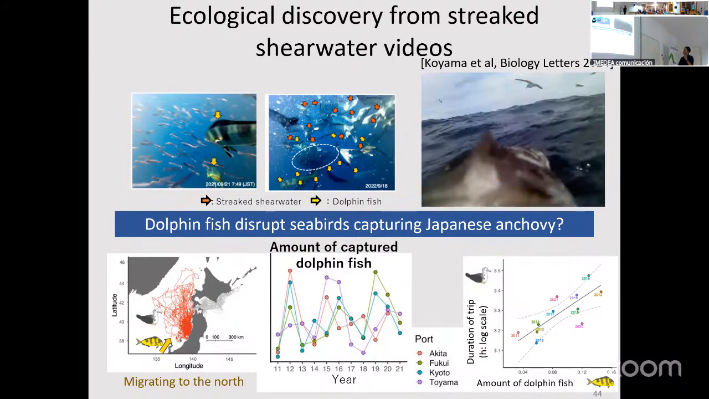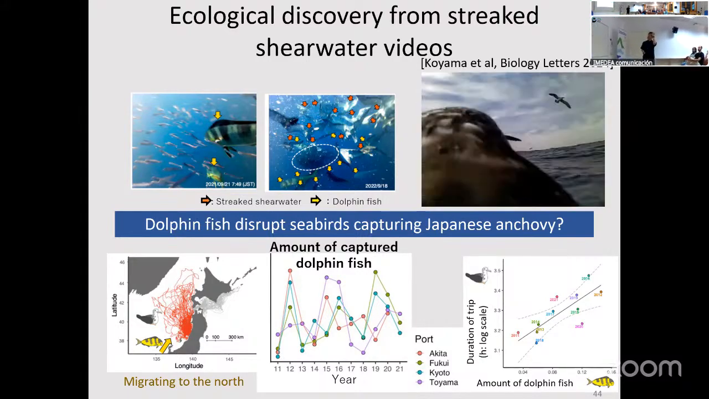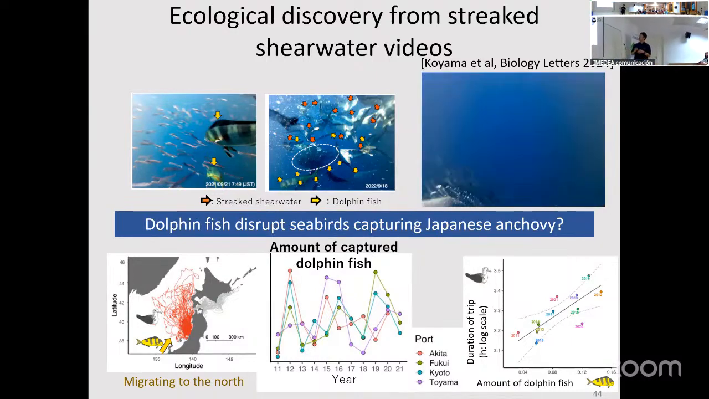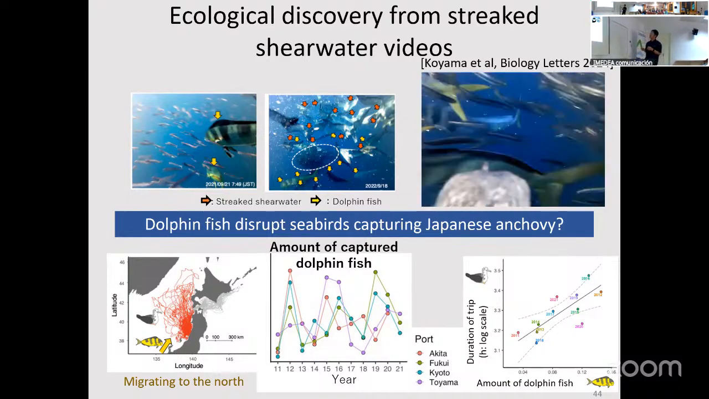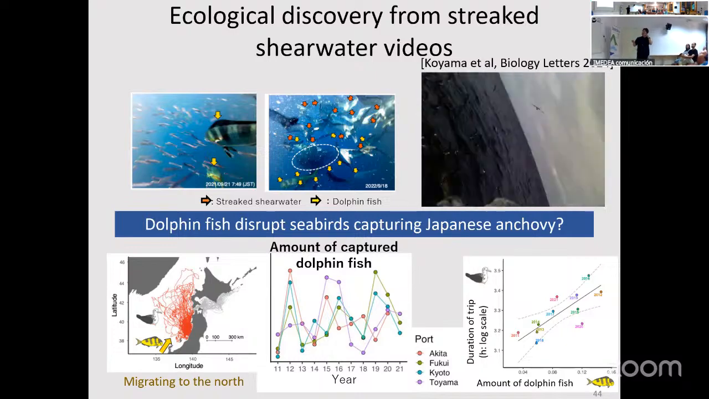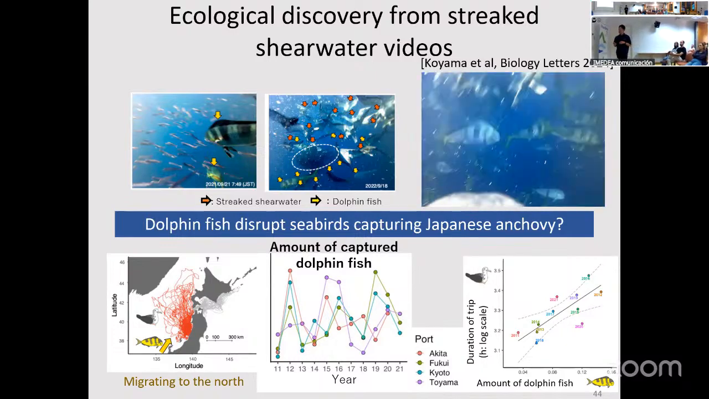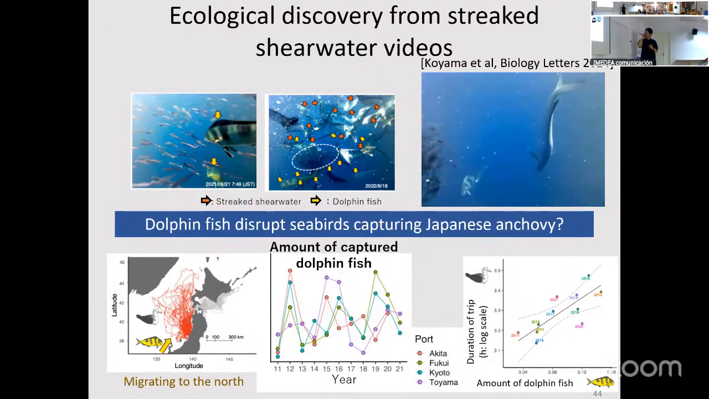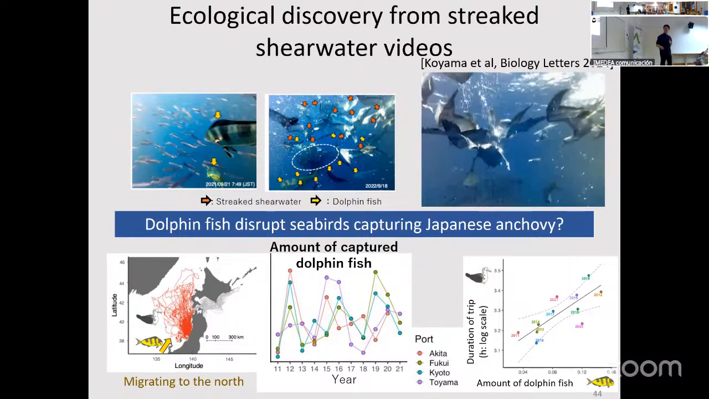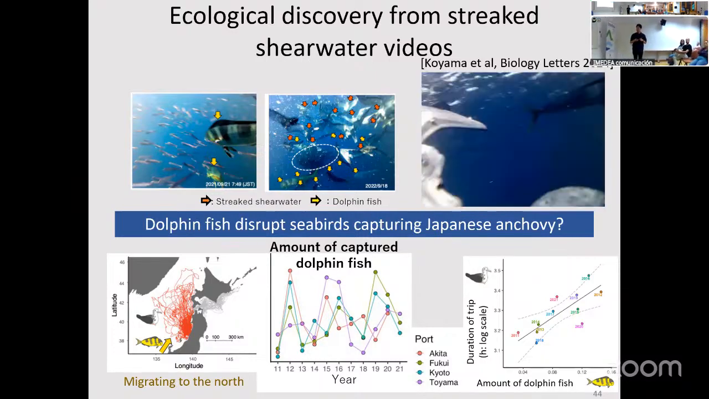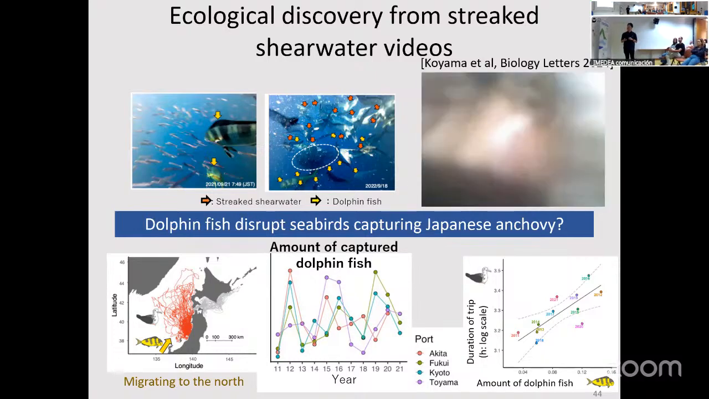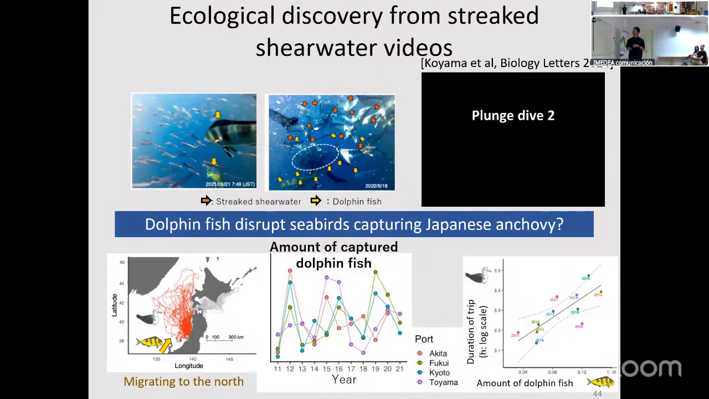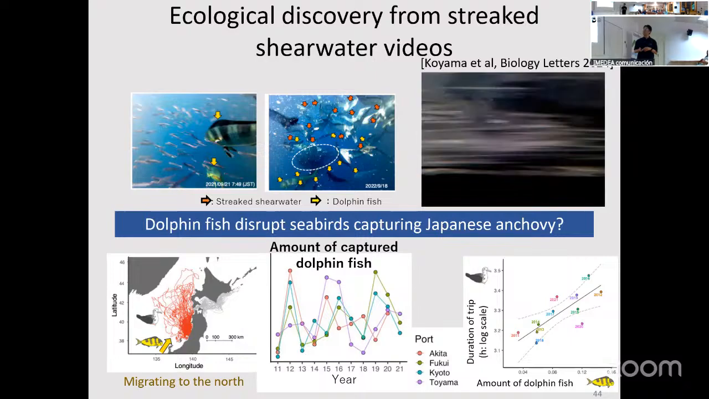And so this result indicates that the availability of dolphin fish can increase the energy cost of foraging trips by seabirds. So by analyzing this kind of video, we could find the effect of global warming on the energy cost of foraging behavior of this seabird. Okay.